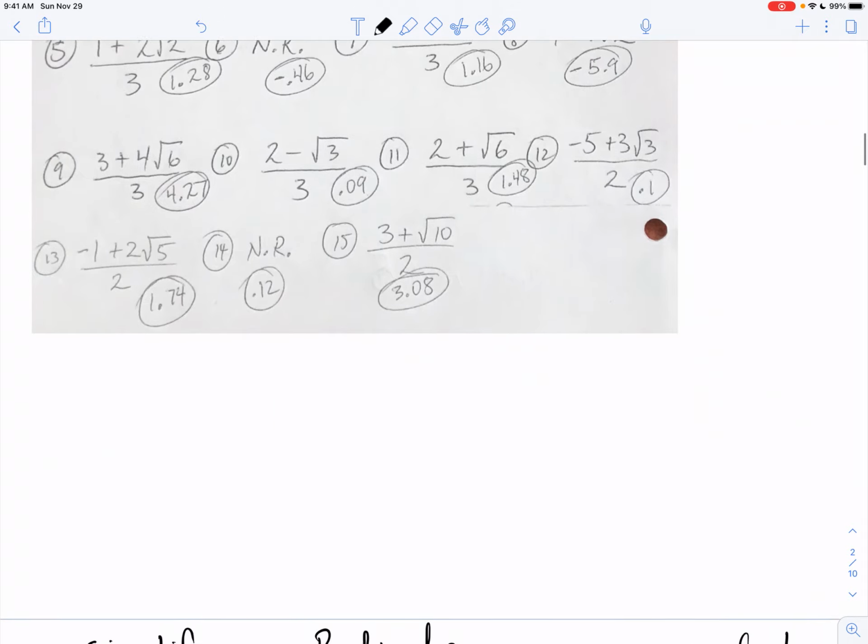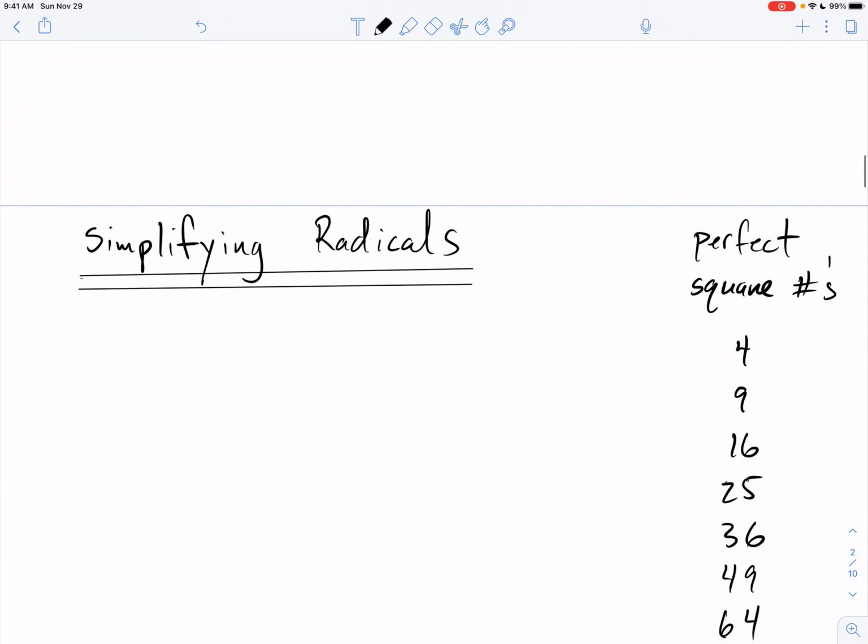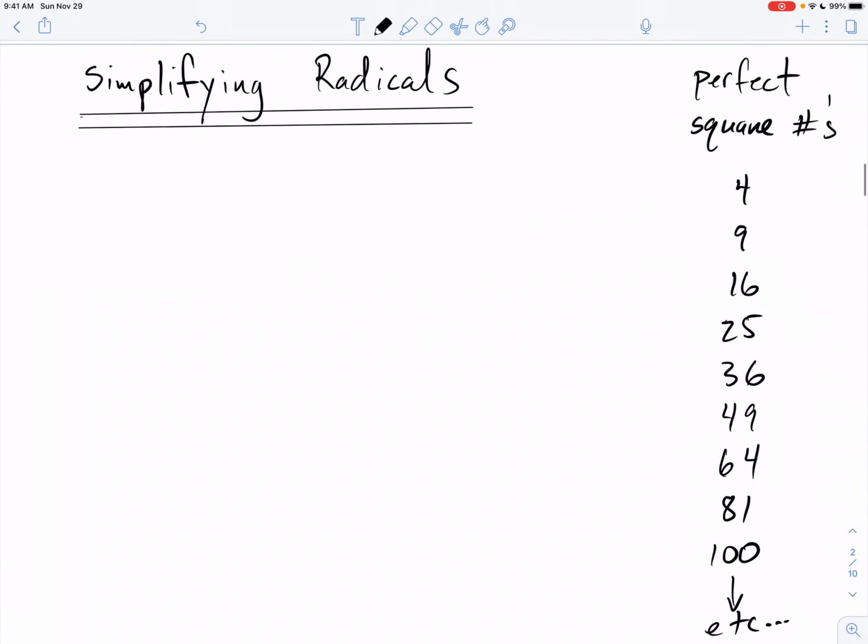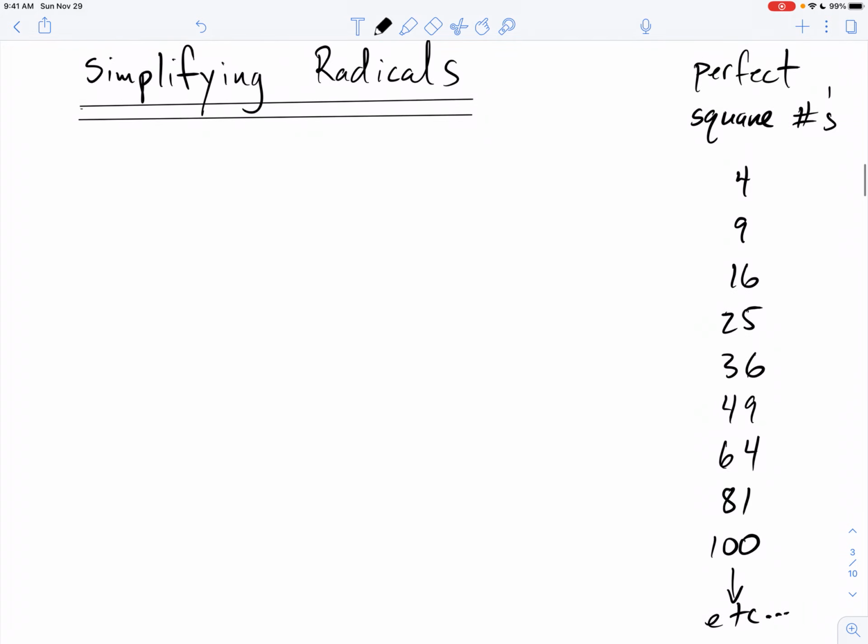The first thing is simplifying radicals. If you're going to simplify radicals, you have to know your perfect square numbers. I wrote this on the side here where it says perfect square numbers, because 2 squared is 4, 3 squared is 9, 4 squared is 16, etc. And it keeps going on forever, of course.